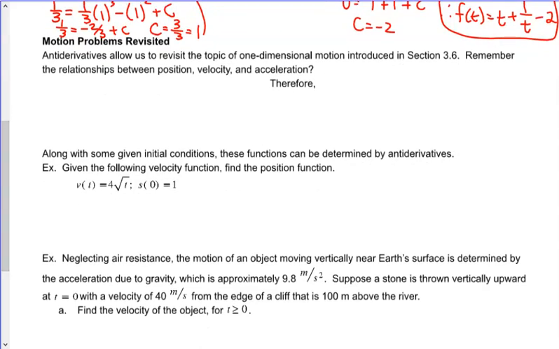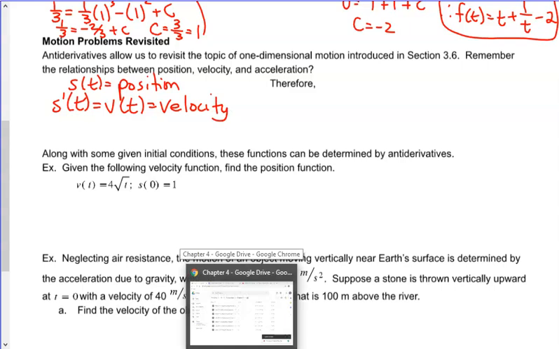And so antiderivatives allow us to revisit the topic of one-dimensional motion, introduced in section 3.6. Now I remember the relationship between position, velocity, and acceleration. If I let s of t equal the position, what did I have to do to that position, or the height, whatever we refer to it as, to get the velocity function? Well, I had to take the derivative of that. So the first derivative is equal to v of t, normally what we talked about, and that referred to the velocity of that function.